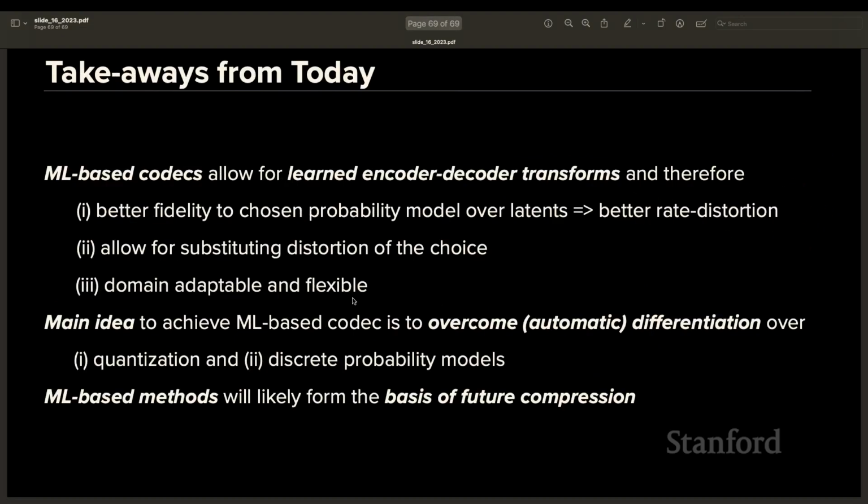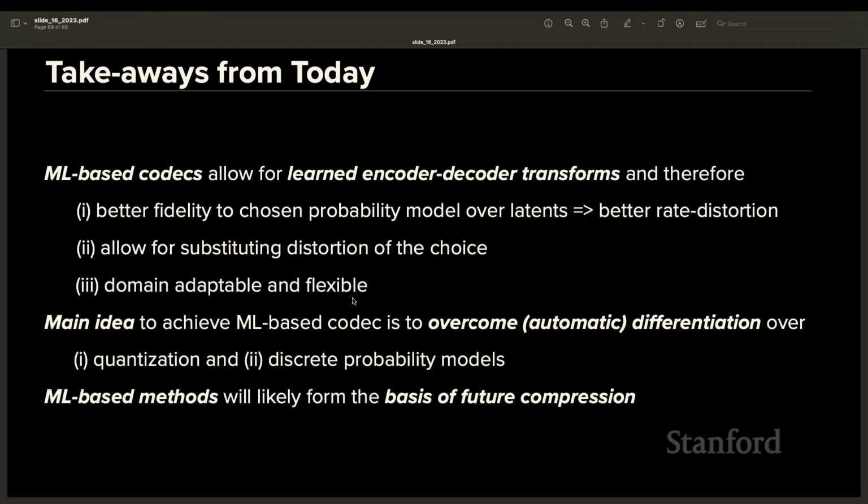Okay. And so just the last slide from today and then we are done. So these are basically the main takeaways from today. ML-based codecs allow you learned encoder-decoder transforms and better fidelity to chosen probability models, right? So that basically gives you better rate distortion. This is a point on which we spent significant time today.